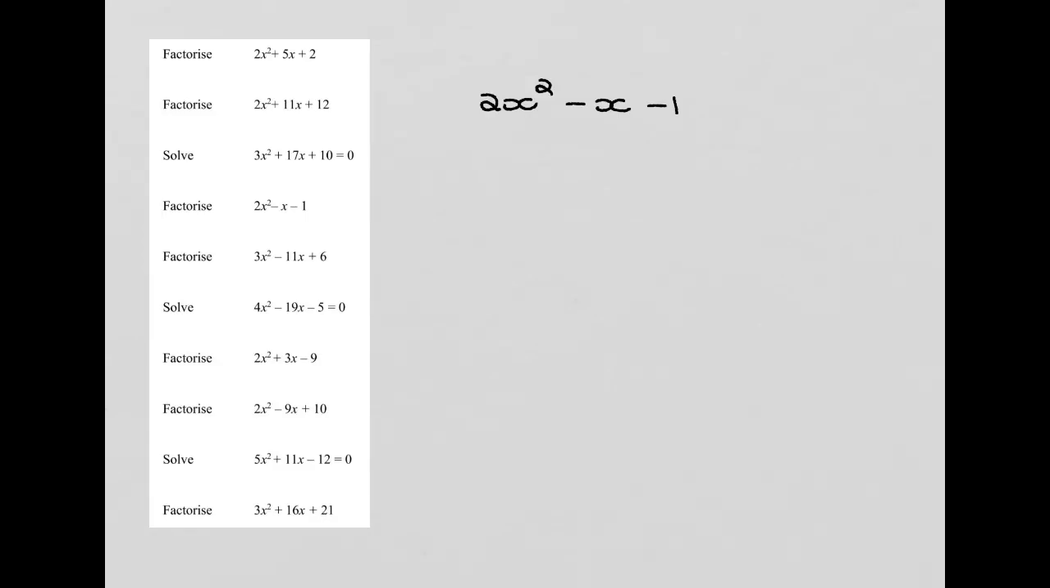So now that we've done a few with positives in them, let's do one with a negative in it, just so that you understand exactly how the brackets work. So 2x squared becomes 2x and x, and the only factors of 1 are 1 and 1, so that makes that easy. This ends up giving me 1x, that ends up giving me 2x.